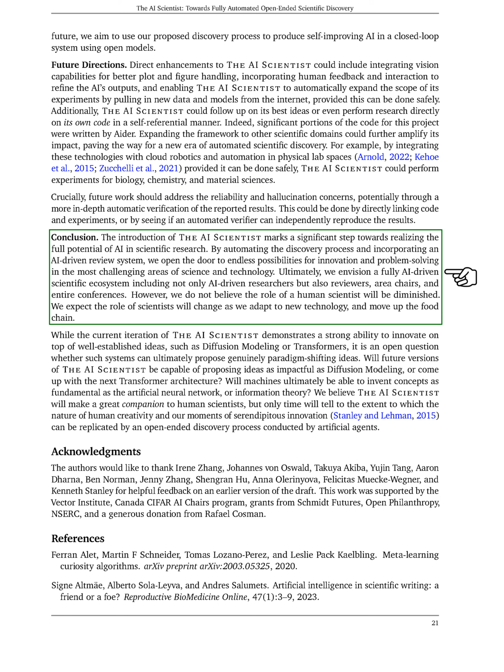In conclusion, the introduction of the AI scientist represents a major advancement in harnessing AI for scientific research. By automating the discovery process and incorporating an AI review system, we unlock new opportunities for innovation in science and technology. We envision a future where AI plays a significant role in scientific research, including researchers, reviewers, and entire conferences. However, we believe that the role of human scientists will evolve rather than diminish as we adapt to new technologies.